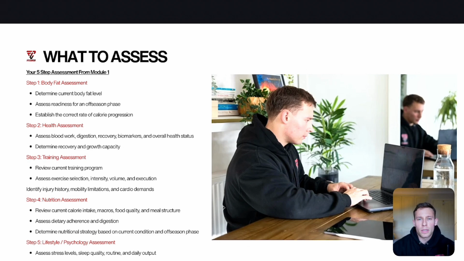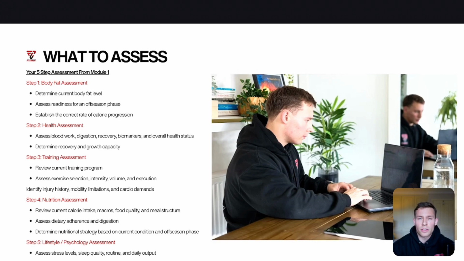So step number 1, it always starts with a body fat assessment. You actually need to determine your current body fat level. Now, if you've watched previous modules, you'll know I typically don't recommend reverse dieting, bulking, entering the off-season, however you want to label it, if you are more than 15% body fat. Your goal is to cut. However, if you are less than 15% body fat, for the majority of men, they're anywhere between 8 to 15% before they even think about reverse dieting.